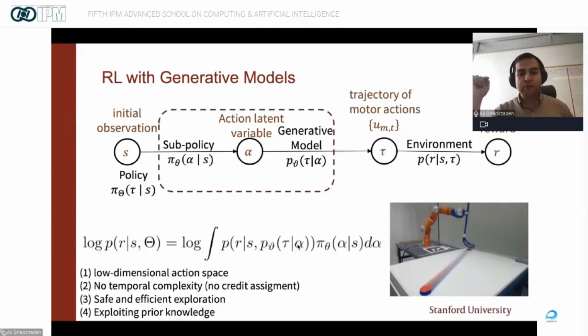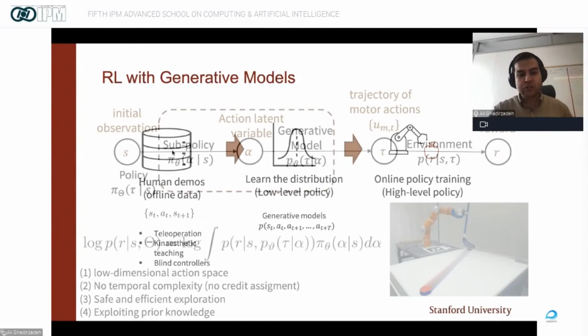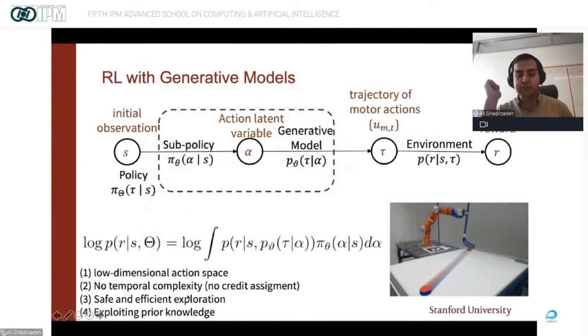It's a safer and more efficient exploration now. Why is that? Remember in the previous slide, we first collect some human demonstrations, and then we use a generative model to learn the distribution of these data. These data are safe to run on a robot because they are collected by a human user. Therefore, our generative model can only produce trajectories that are safe to run on a robot.